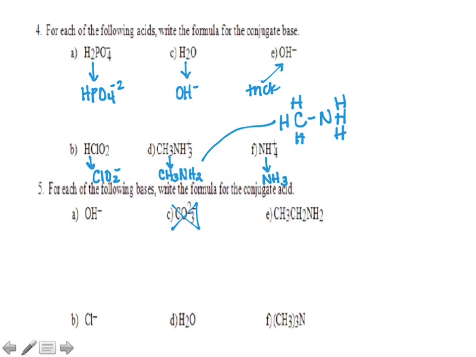Okay, and then what about here? We're going to do the following bases and write the conjugate acid. So OH minus becomes what? H2O. CH3CH2NH2 becomes what? We have our carbon backbone here, so we're going to add an H, and we're going to have a positive. Cl minus becomes HCl.